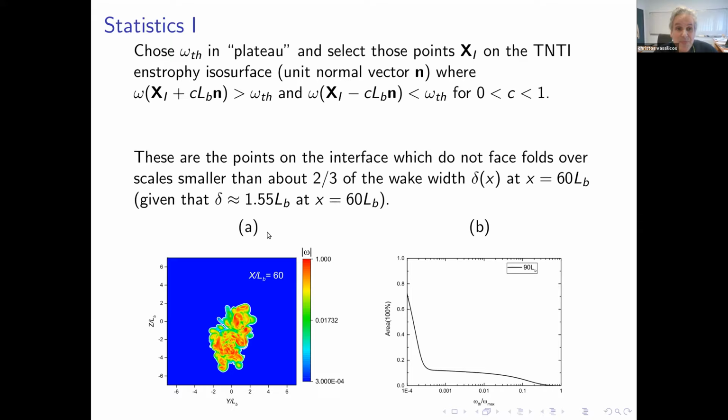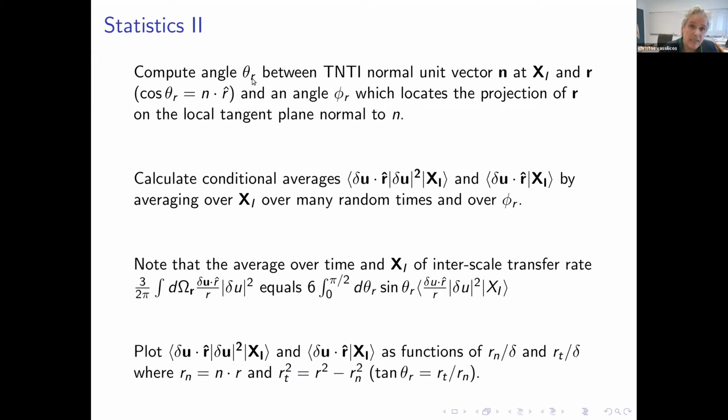This is what I wanted to say, that basically I more or less look at about something like 50% of all the possible interfaces, the ones that actually do not have folds involved. And then I compute the angle theta r between the unit vector normal to the entropy threshold, as a surface that I have chosen at that point. And this angle theta r is basically the angle between this normal and the unit vector, which is defined by the vector between the two points that I have taken to actually sample the cascade in the flow. And an angle phi r, which locates the projection of r on the local tangent plane normal to n.